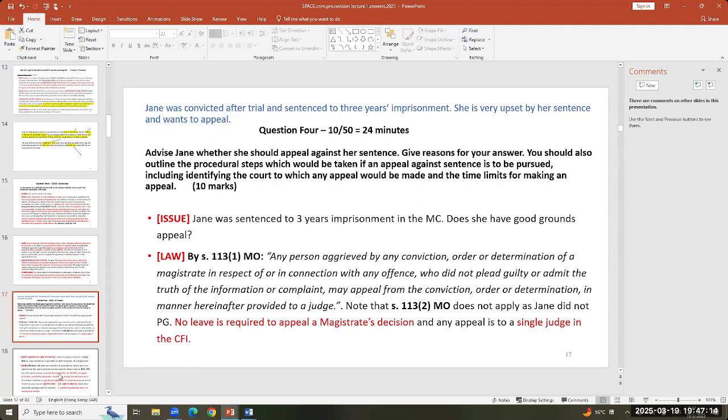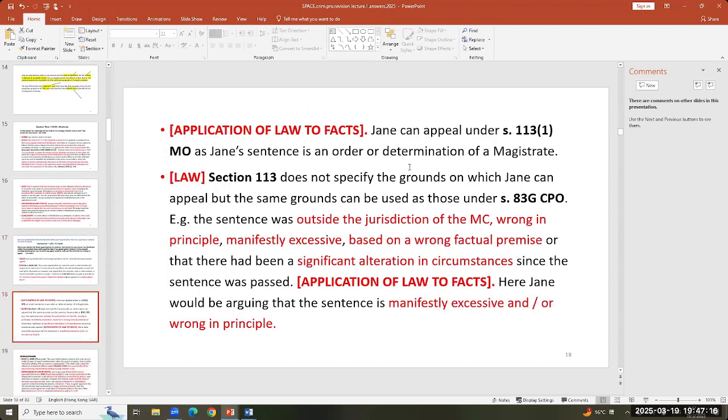So that's the law. Now, if you look at 113, it doesn't specify the grounds, but we can use the same general grounds of appeal against sentence as under the CPO. So either it's a sentence that the magistrate could not have passed because it's outside his jurisdiction, or it's wrong in principle.